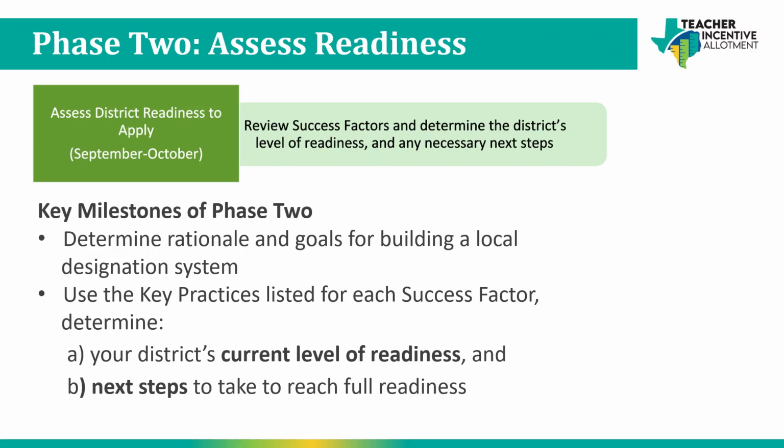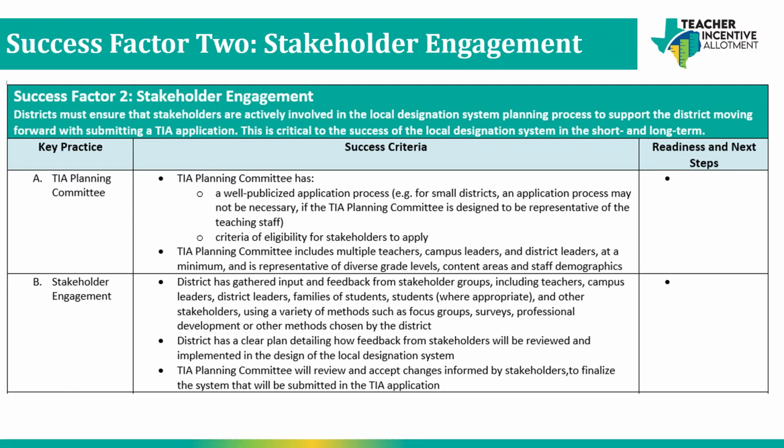Phase 2 is assessing your district's readiness. And there's milestones for phase 2, which is determining your rationale and your goals. Why do you want to build a local teacher designation system? Why do you want to participate in TIA? And it also lists the key practices for each success factor. What is your readiness and what are your next steps? So we're going to look at success factor 2 specifically. That one is around stakeholder engagement. And you can see on the left here, there's 2 pieces. There's a TIA planning committee, and then there's stakeholder engagement activities.